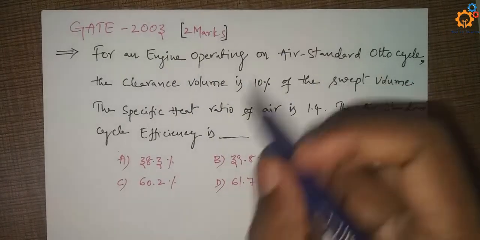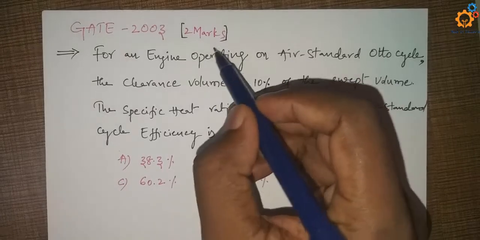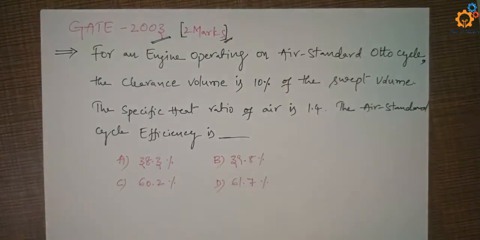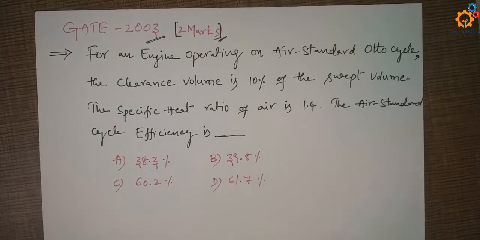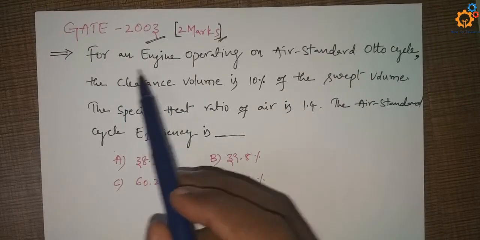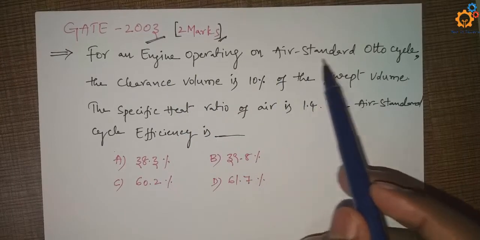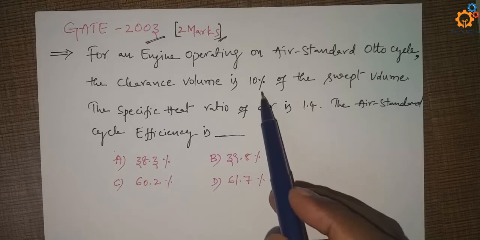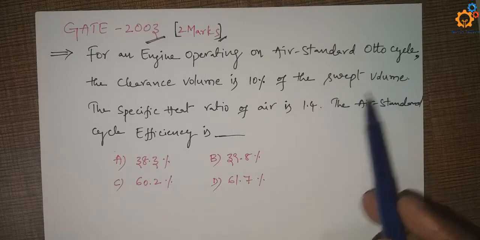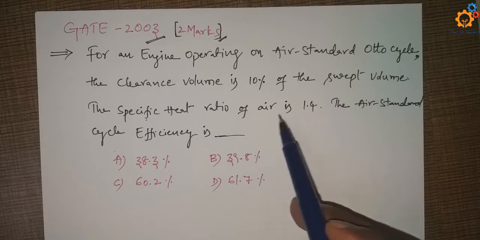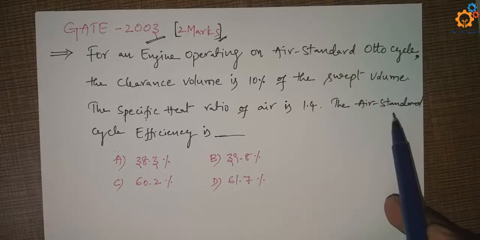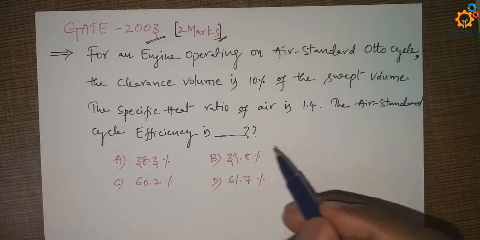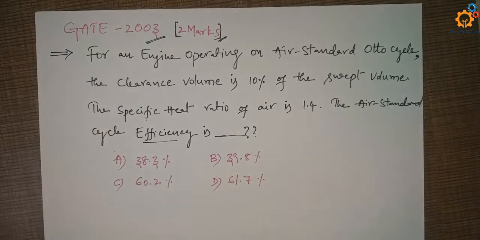Okay, let us discuss. See, in 2003, this question was given for 2 marks. What is the question? For an engine operating on a standard Otto cycle, the clearance volume is 10% of swept volume. The specific heat ratio of air is 1.4. Then the standard air cycle efficiency is asked to find the cycle efficiency.